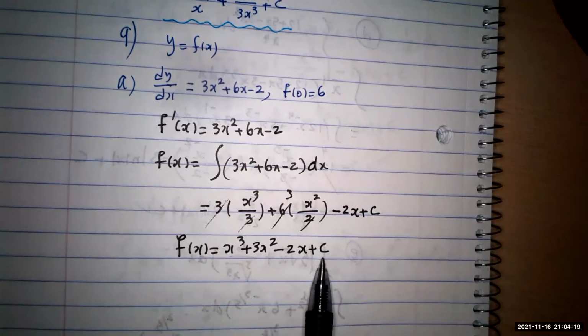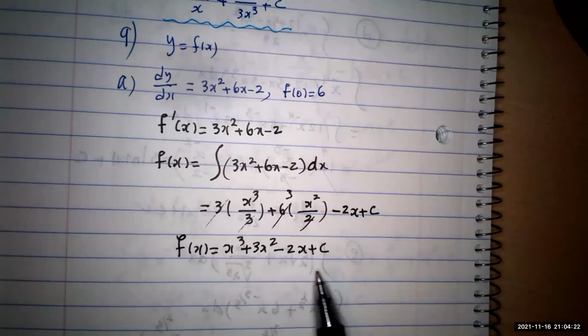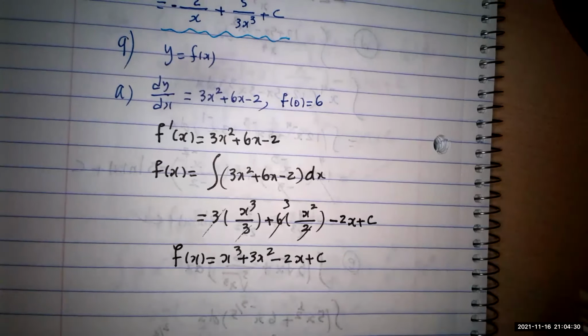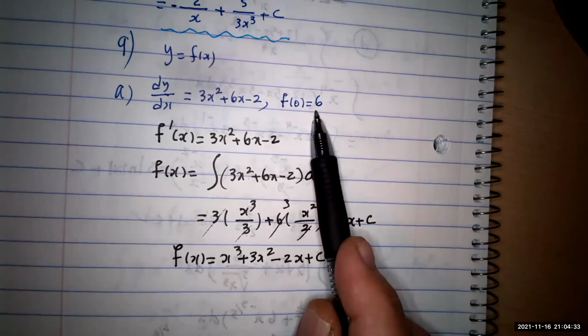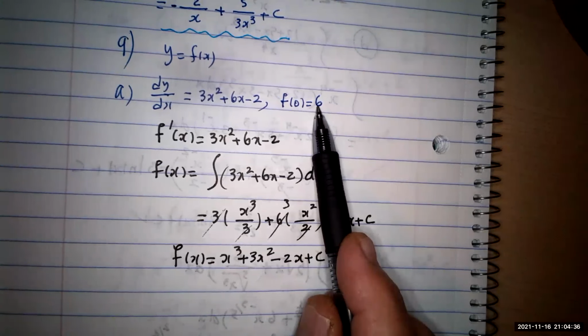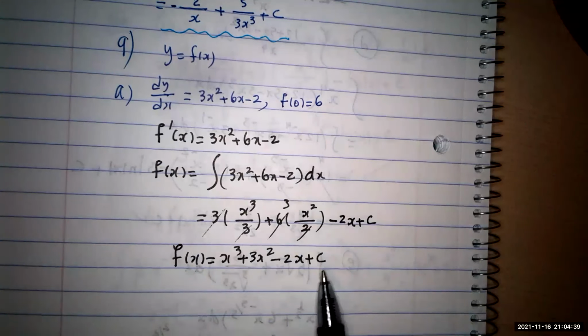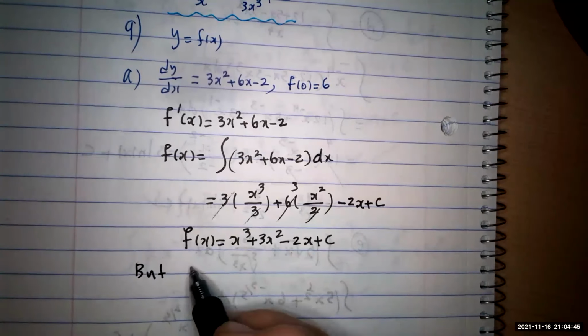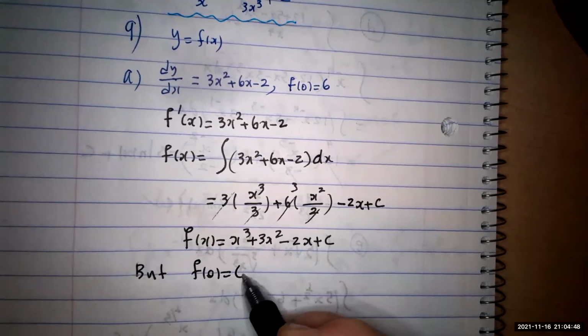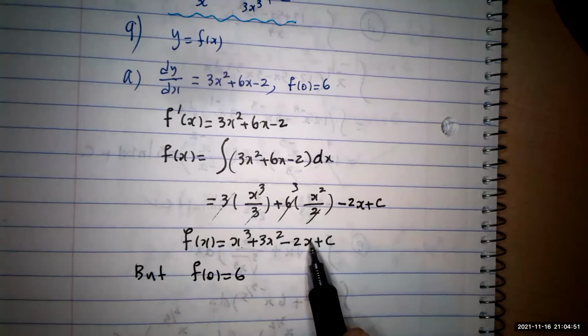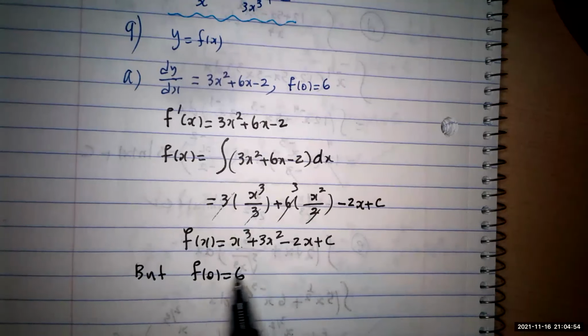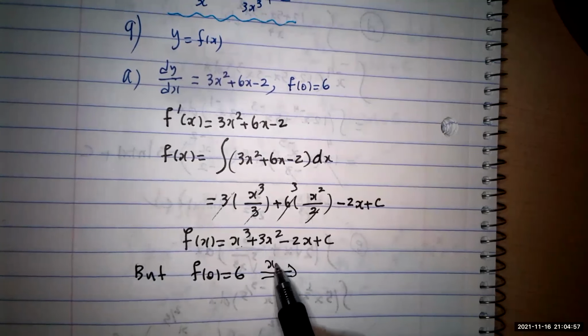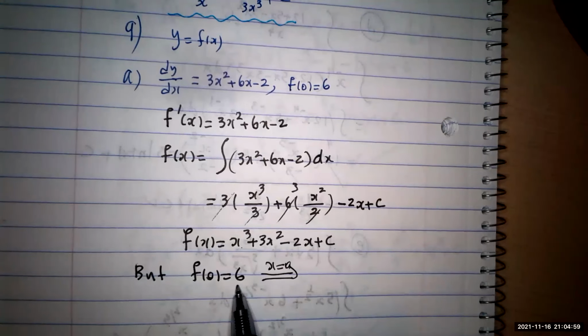But since you got the c here, it's not one function, it's many, many functions. Because you can put c equal to 1, c equal to 2, c equal to 3. But they give you a second condition. The second condition is this function must satisfy f of 0 equal to 6. So we can apply f of 0 equal to 6 here to find the c. So you go to this equation, you replace x by 0, and you let it be equal to 6.